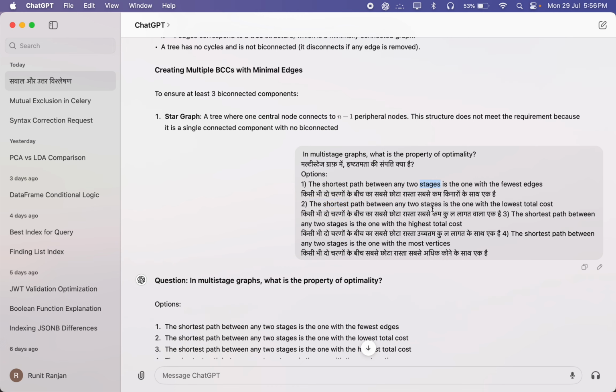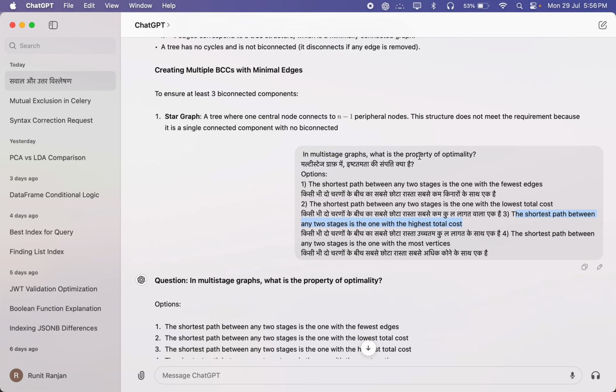You can think of a stage as a vertex. So the shortest path between any two vertices is the one with the lowest total cost. Yeah, this is right, because we want to get from one vertex to another vertex, and we can take multiple paths. Let's suppose you want to go from Mumbai to Kolkata. There can be multiple paths, but you will try to choose the path which has the lowest cost. The shortest path between any two stages is the one with the highest total cost. You won't be choosing this one, right?